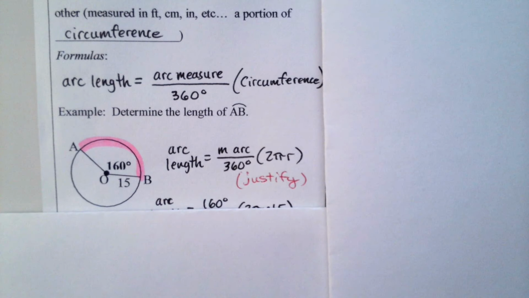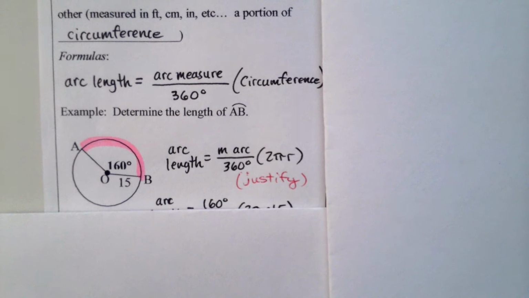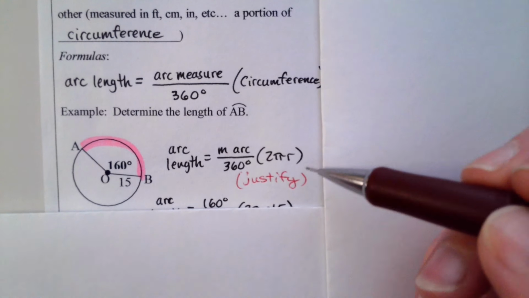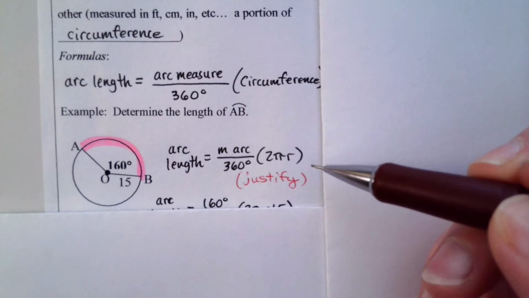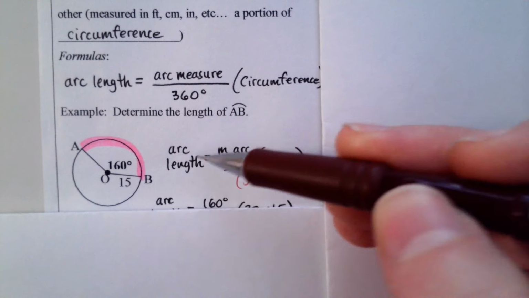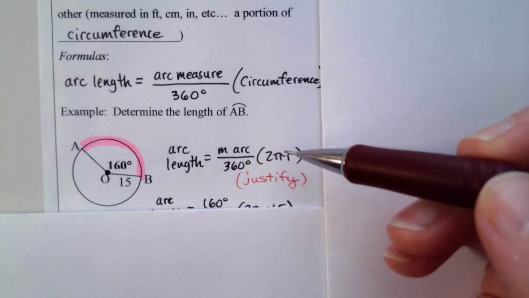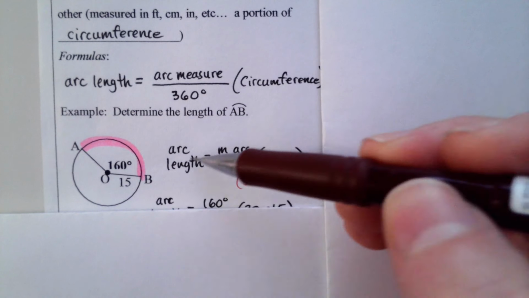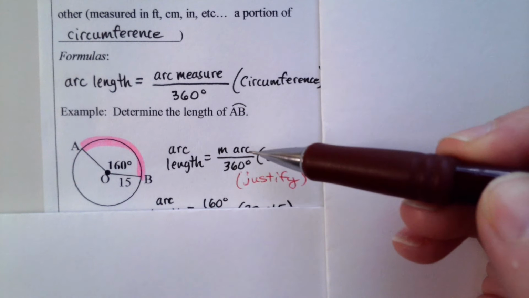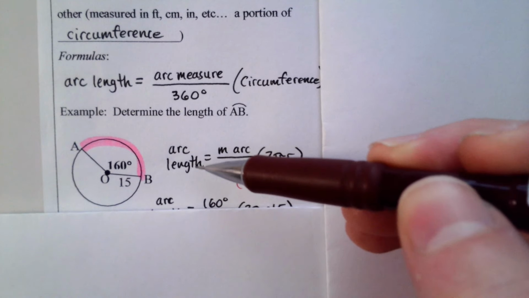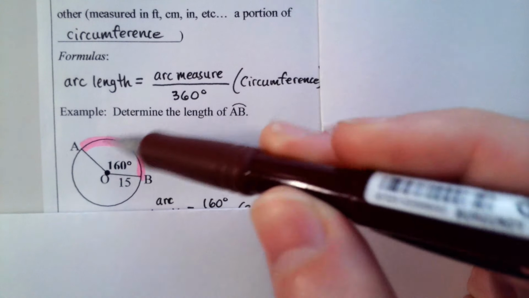Just like in the previous examples, you're going to show this in 4 steps. First step is to write down the formula. I call that the justify step. So the arc length is the measure of the arc divided by 360 times 2 pi r. And I hope you've realized here, arc length and the measure of the arc are not the same thing. Measure of the arc is in degrees. Arc length is literally how far, how long of a distance have you walked.